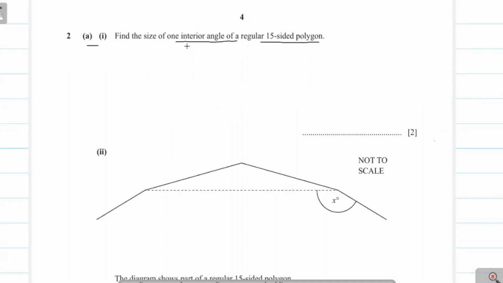Question number 2, first part: find the size of each interior angle of a regular 15-sided polygon.